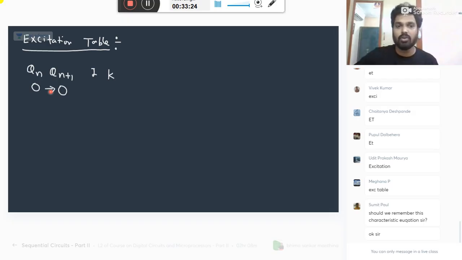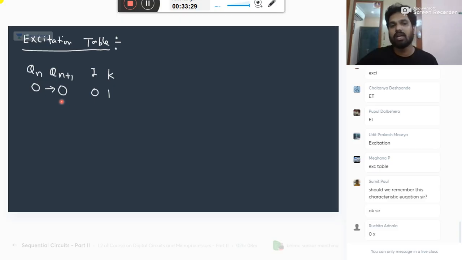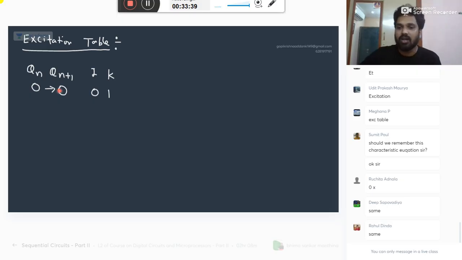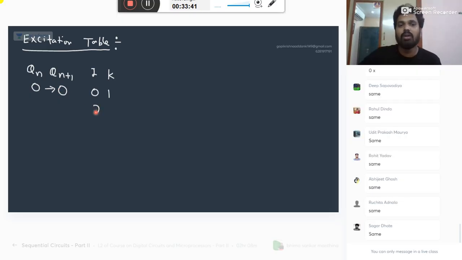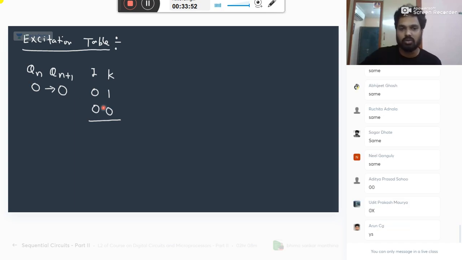Similarly, if you want 0, your input can be 0, 1. If you want 1, your input can be 1, 0. Like that, you should keep it in your mind. So, is it same or different, present and next? Presently, you have this. Next, you want this. Are they same or different? Same. Same means you should give 0 and 0. So two possibilities are there to get this condition, 0, 1 and 0, 0. In both of them, J must be compulsorily 0. K can be anything, whether it is 1 or 0 doesn't matter. So you can take it as don't care.